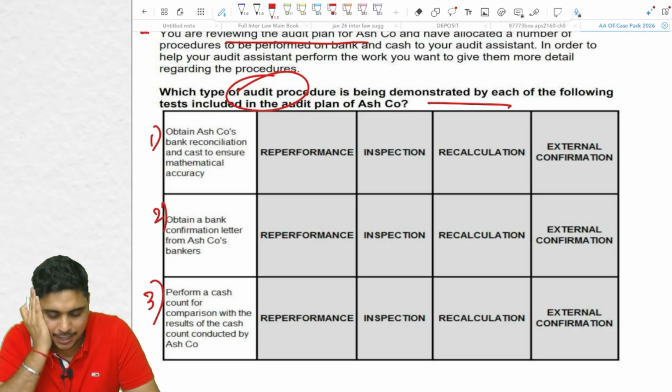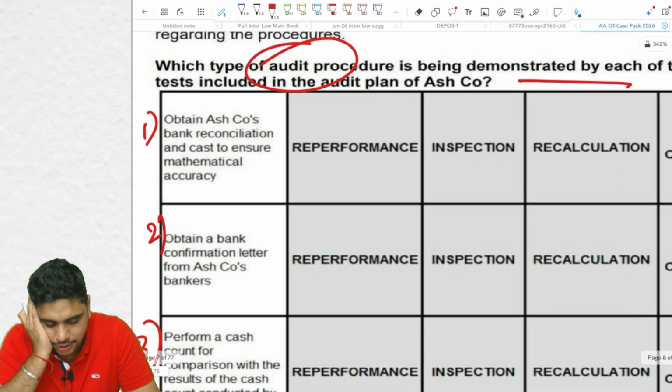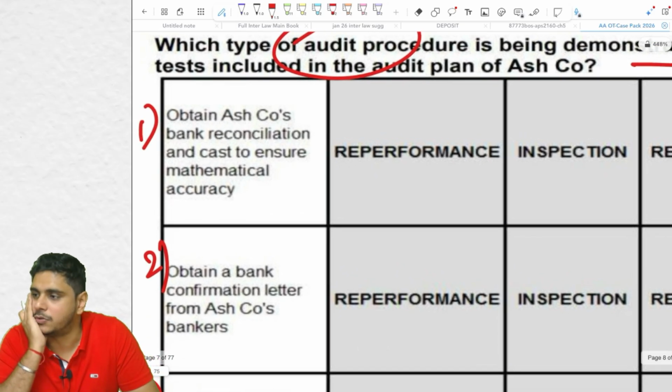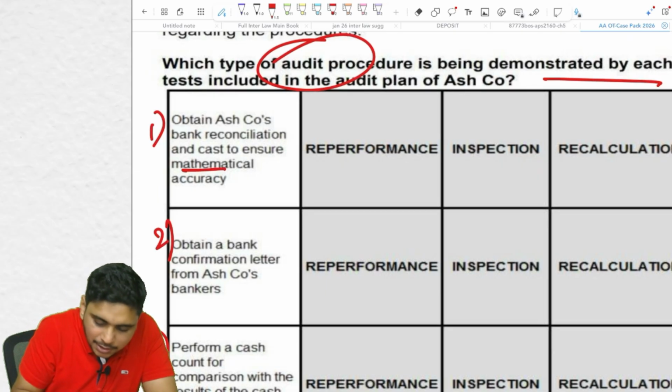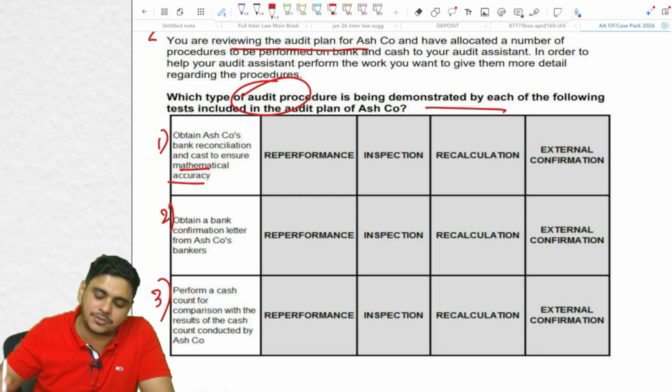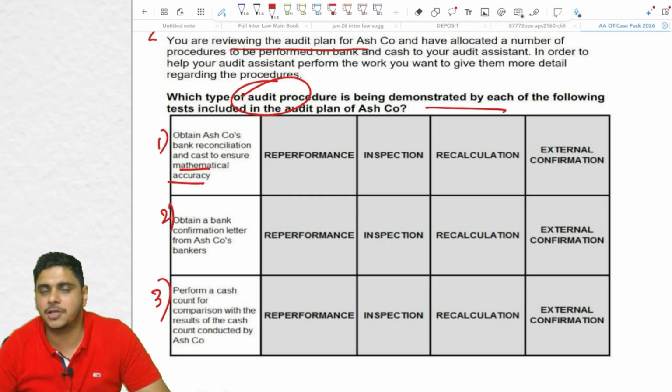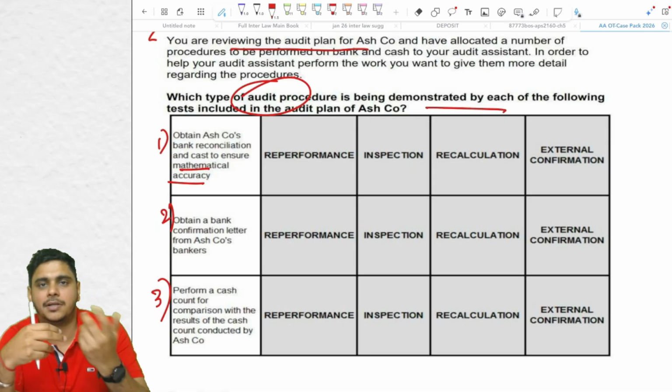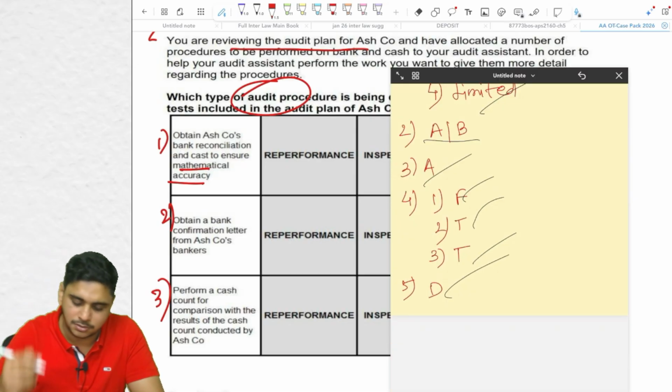Obtain Ash Co.'s bank reconciliation and cast it to ensure mathematical accuracy. You have to check mathematical accuracy. So, sir, they have given re-performance, inspection, recalculation, external confirmation. I'm doing the bank reconciliation. I have to check mathematical accuracy, whether everything is correct or not.